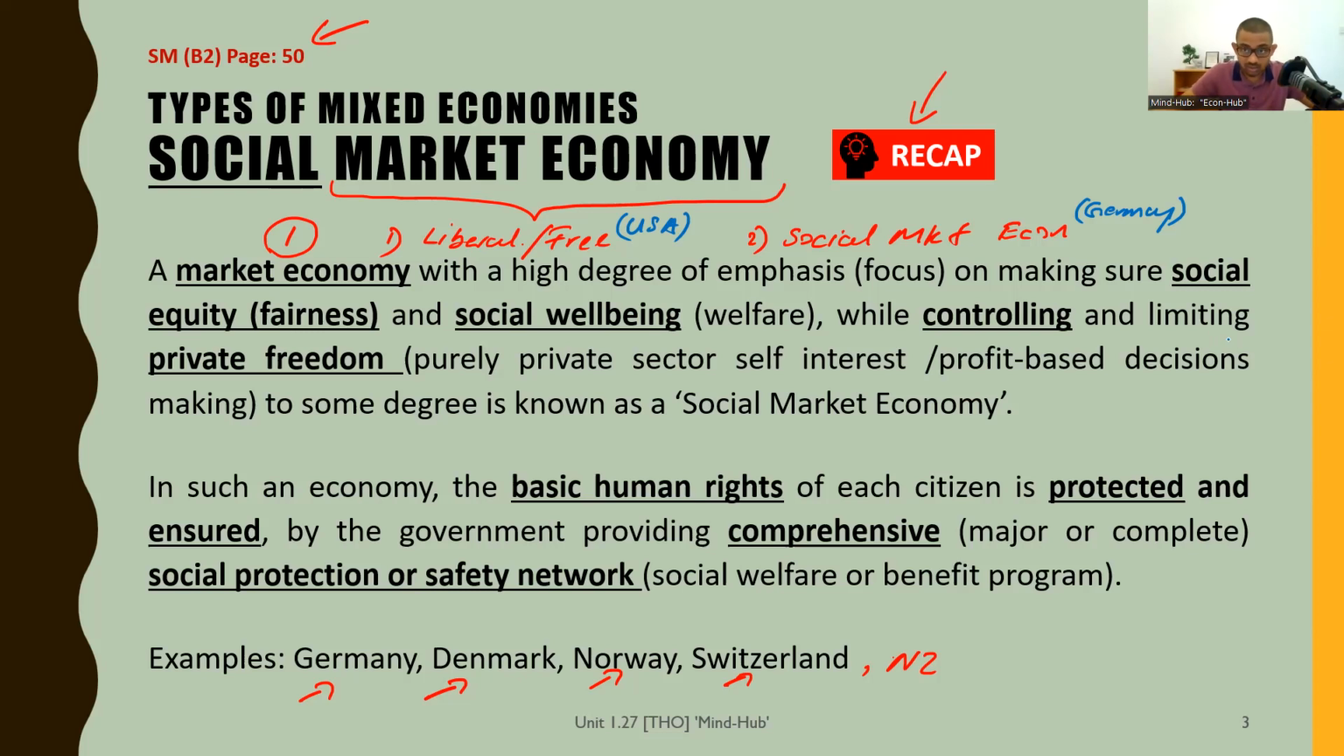In liberal market economies, there is the highest level of private sector freedom. Because the private sector freedom is at a very high level and not controlled by the government, or there are very few controls, right? There are rules and regulations in a liberal market economy also, but all those rules and regulations are to make sure that private freedom is ensured. It's not to control that private freedom.